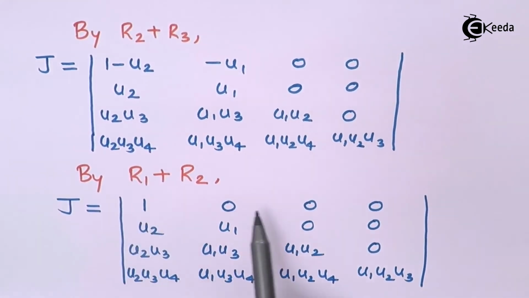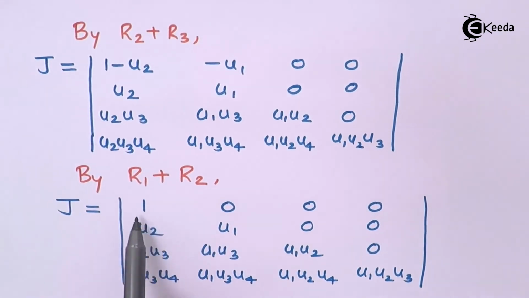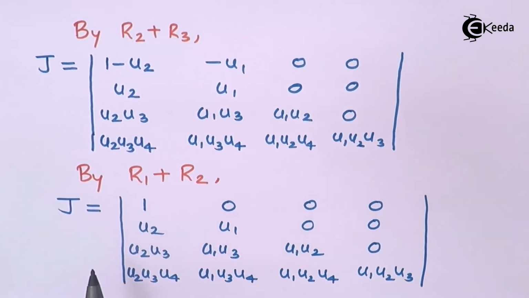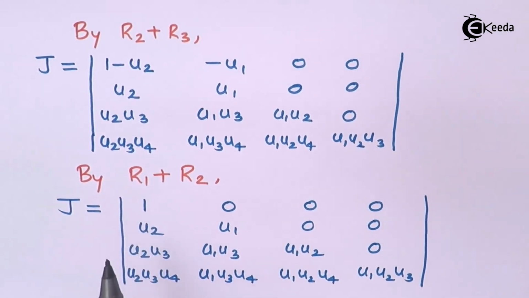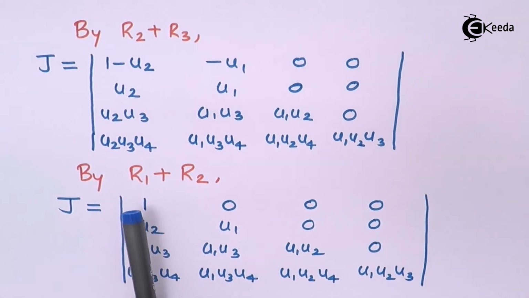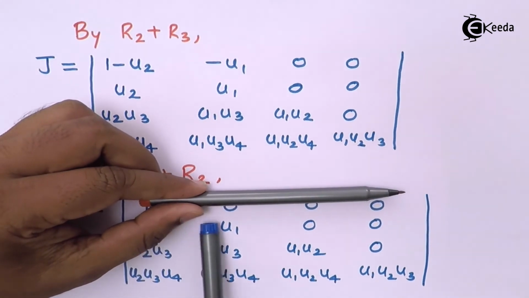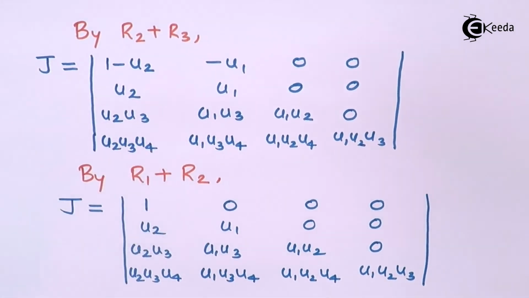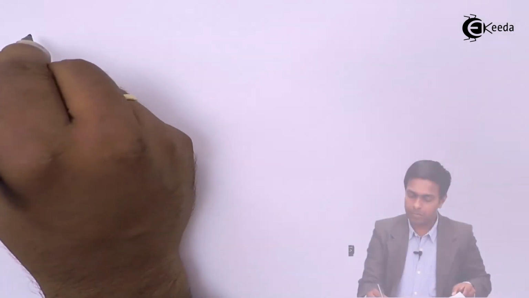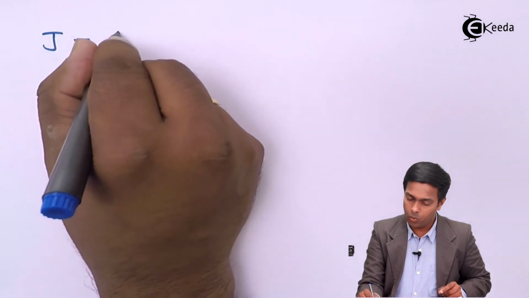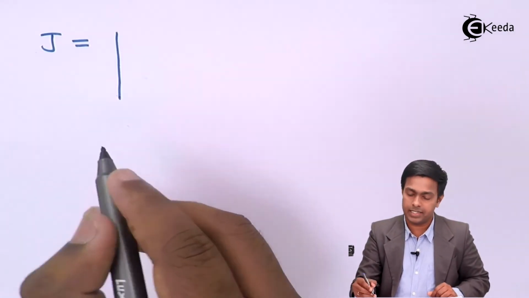So in the first row, only the first element is non-zero. So what we do is we'll take the first element, then we'll hide the corresponding column and row, and we'll multiply it with the determinant of the remaining elements. So that will be 1 into the determinant of these 9 elements. So we will get the Jacobian as J equal to 1 into those 9 elements.